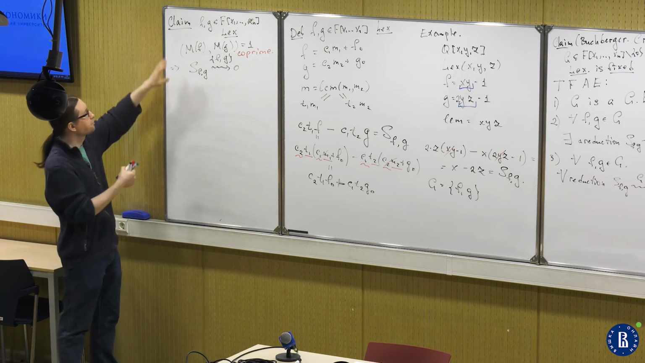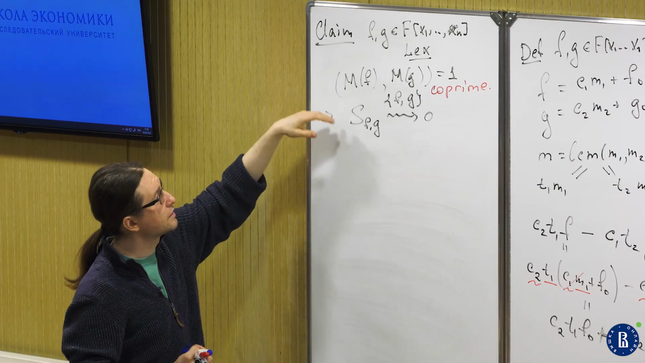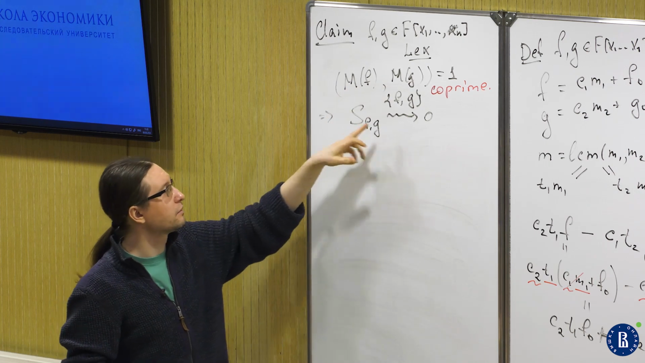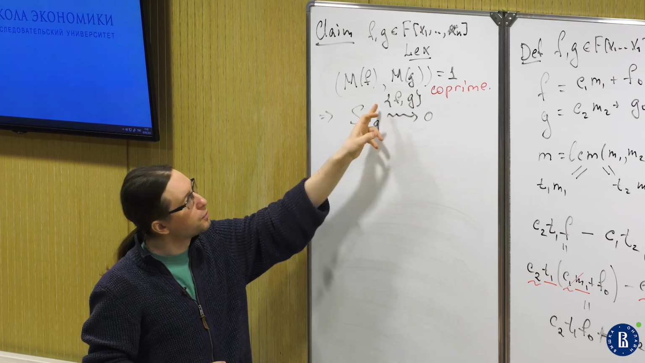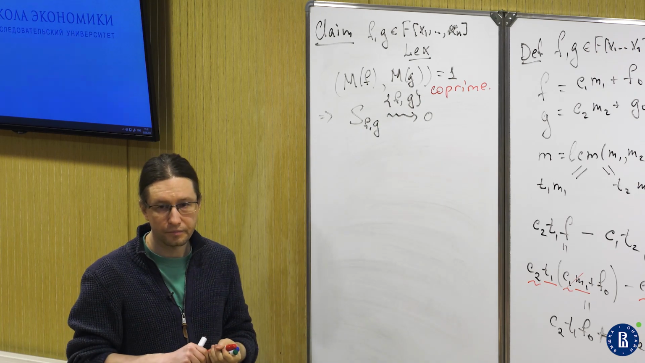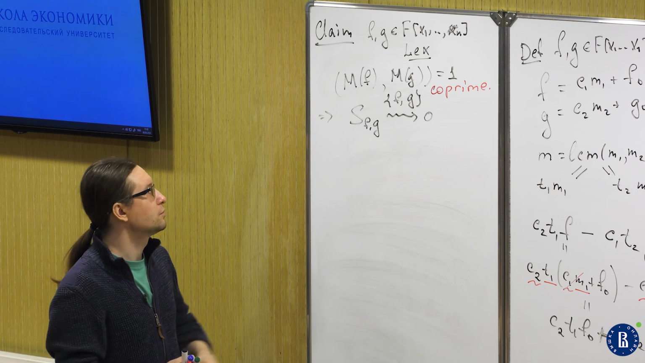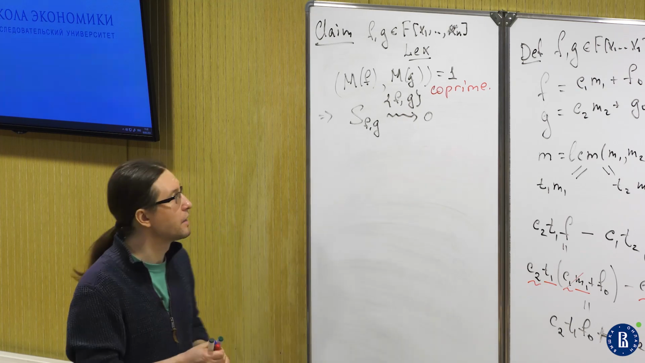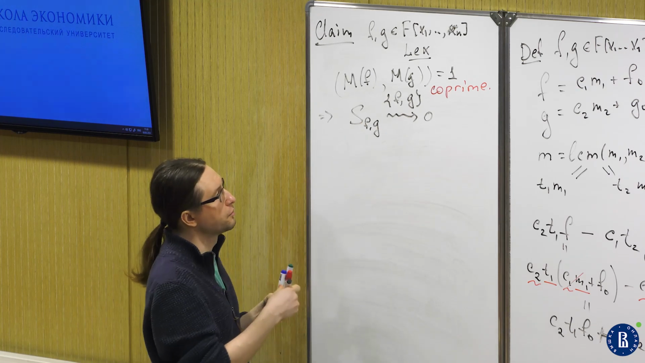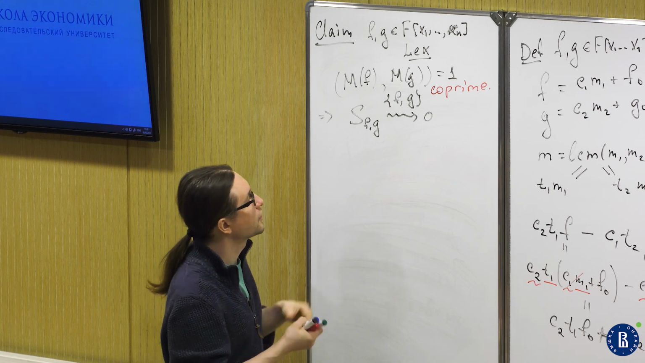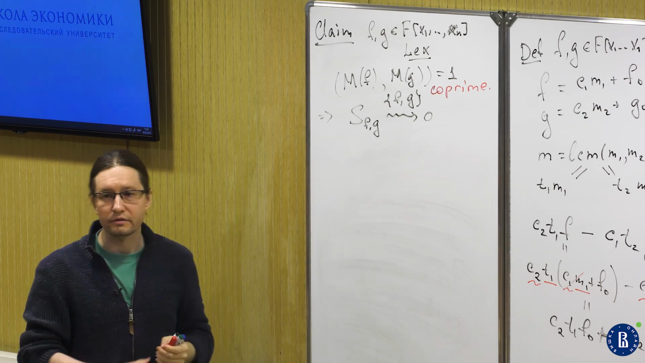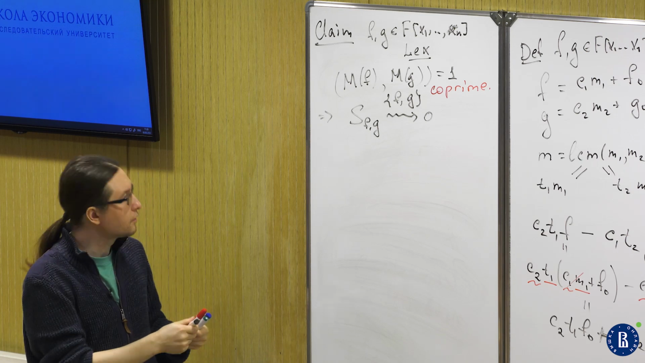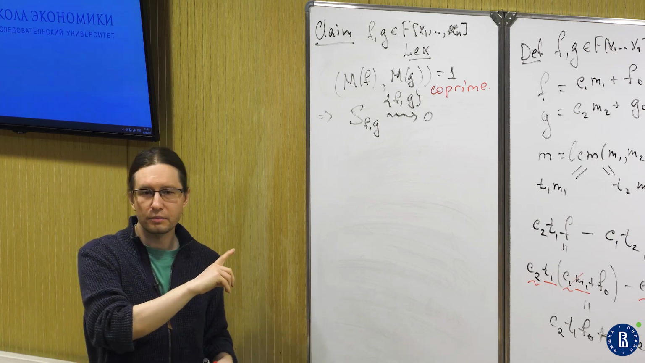Now, this is a different kind of statement. It says that if we have two polynomials with coprime leading monomials, then their S polynomial will be reduced to 0 automatically. And actually, we will see that every reduction will lead to 0. It doesn't matter which reduction you choose, you will always get a 0. Just in case, are there any questions regarding the claim itself? Should I clarify the statement? OK. Should I provide an example before we prove the claim?